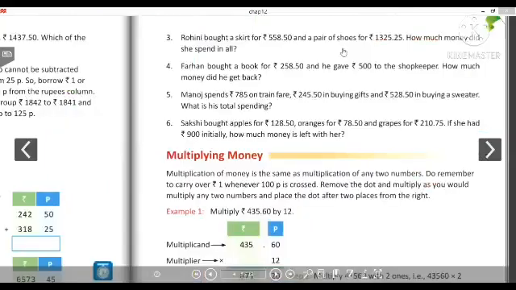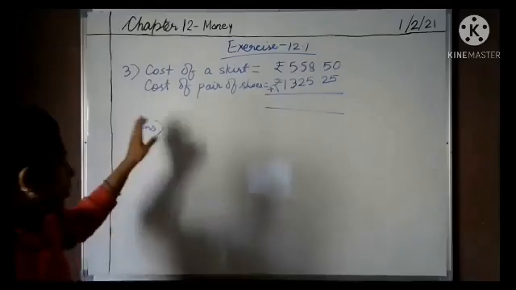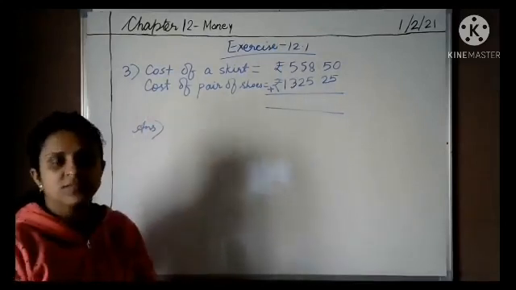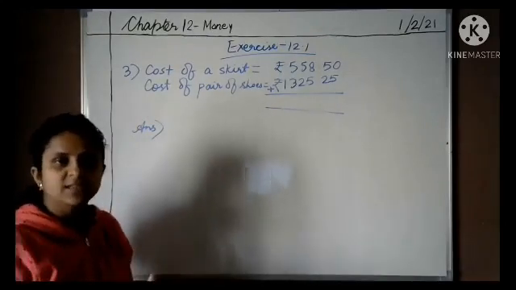Question number 3 says that Rohini bought a skirt for rupees 558 and 50 paise and a pair of shoes for rupees 1325 and 25 paise. How much money did she spend in all? Cost of the skirt is this much, cost of pair of shoes is this much, so total cost we have to find out. That means we have to add these amounts.